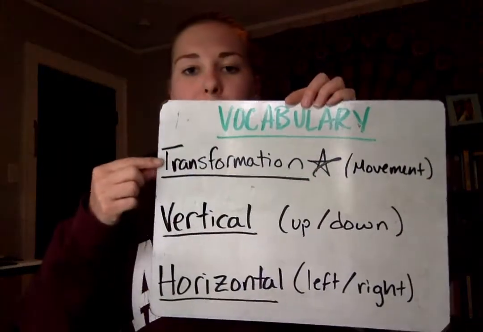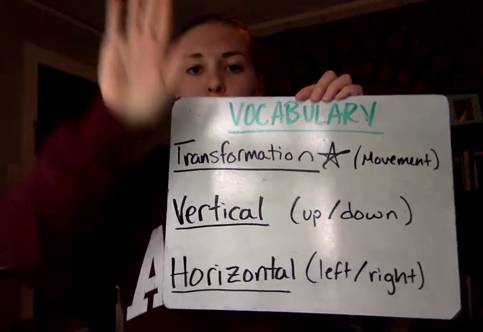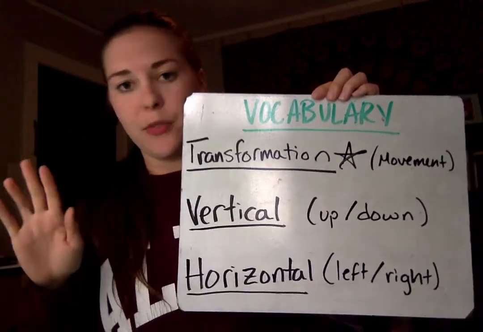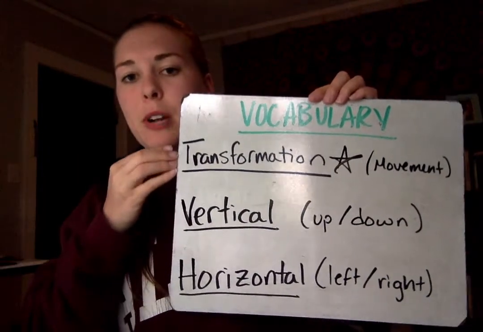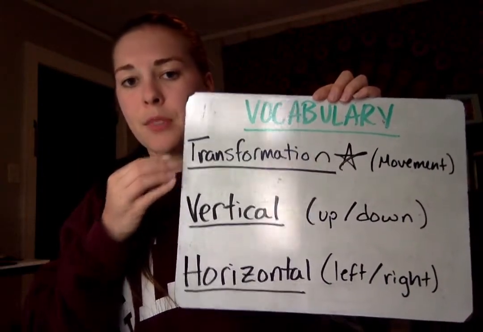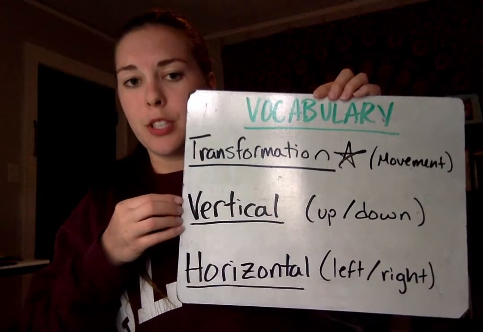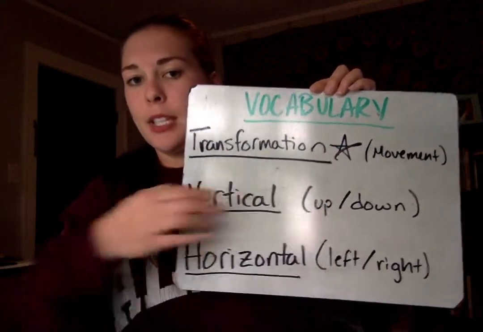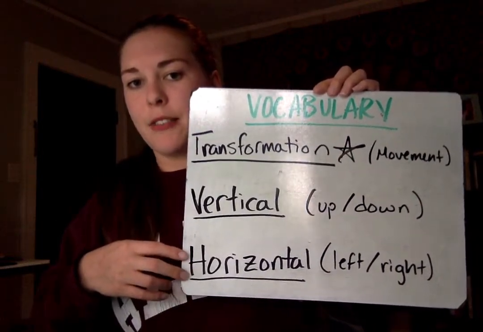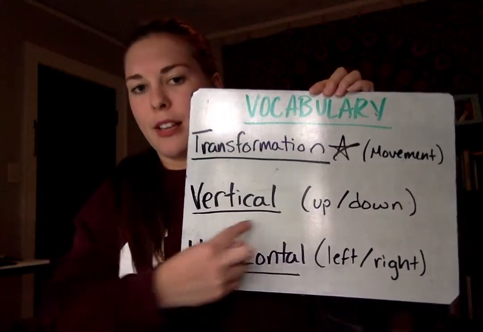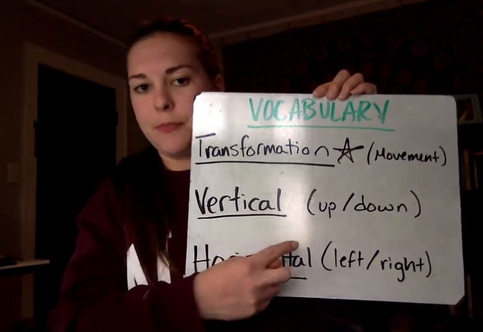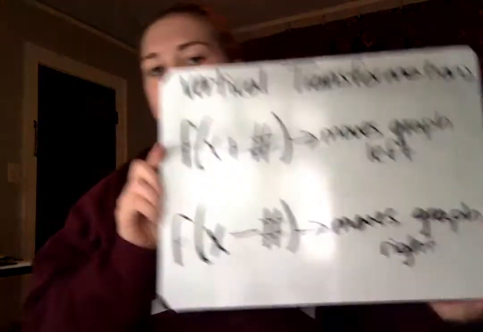Quick recap of our vocabulary. So we said transformation just means any way that I can move a graph on the coordinate plane. So if it moves up or down, left and right, those are all categorized as transformations. Vertical motion is up or down, and horizontal motion is left and right. And this is what we're going to focus on in this video, left or right movement. So without further ado, let's look at our rules. Make sure you get these written down on your piece of paper.